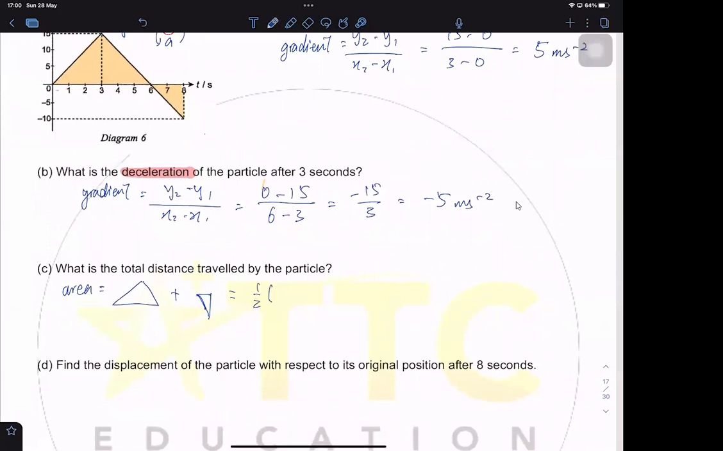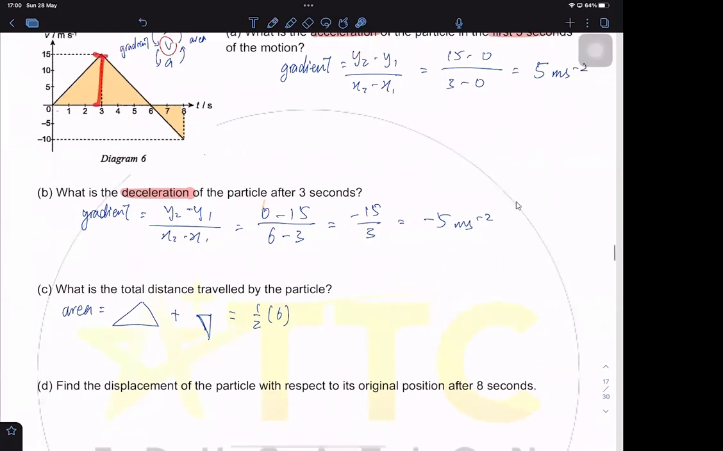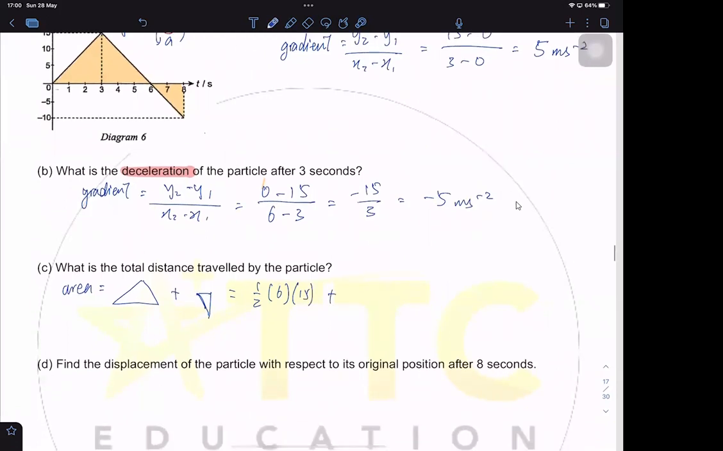Base is 6, times the height, 15. Okay, plus this one also half times the base, 6 to 8, the base is 2. And then the height is 10. Now, why don't I use negative 10?